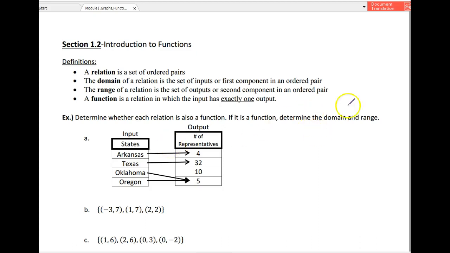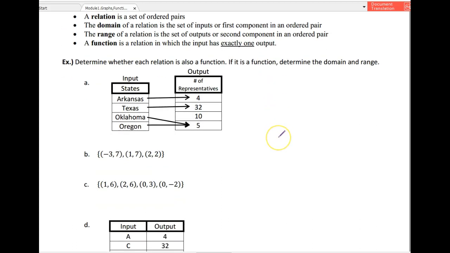So I'm going to go through a bunch of problems, and we're just going to talk about first whether or not the relation, so the set of ordered pairs or table or whatever we're given, is or is not a function. So in this first set, I have some inputs of states. I have some outputs of how many representatives they have. And we want to know whether or not this is a function. So for each input, I can only go to one output.